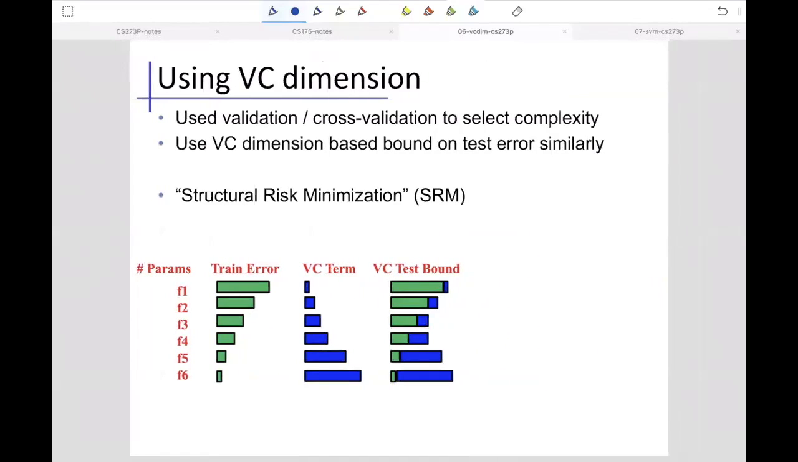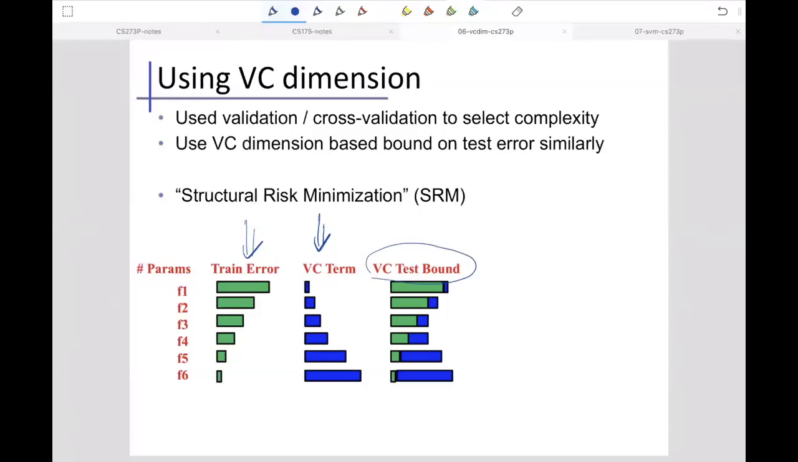However, if the VC dimension bound is very tight, very good, then what you can do is evaluate your models on the training areas, and then calculate the VC term. Do you remember the term in that formula? It involves VC dimension and the number of samples, and let's call that the VC term. By adding these 2 terms together, you get the VC test bound. This bound says that your test error is not going to be bigger than this. Your test error can only be smaller than this.